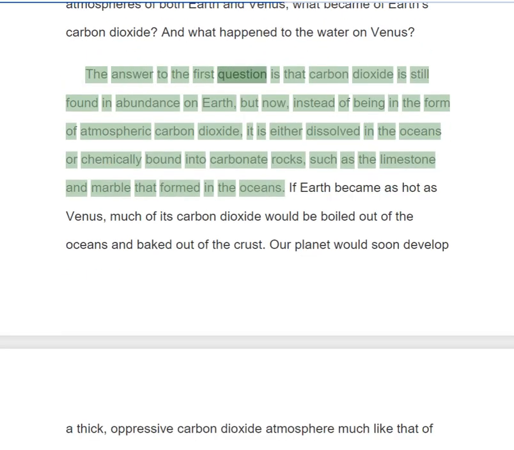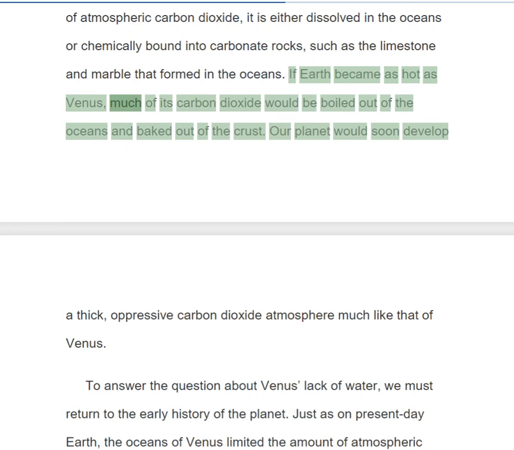The answer to the first question is that carbon dioxide is still found in abundance on Earth, but now, instead of being in the form of atmospheric carbon dioxide, it is either dissolved in the oceans or chemically bound into carbonate rocks, such as the limestone and marble that formed in the oceans. If Earth became as hot as Venus, much of its carbon dioxide would be boiled out of the oceans and baked out of the crust.